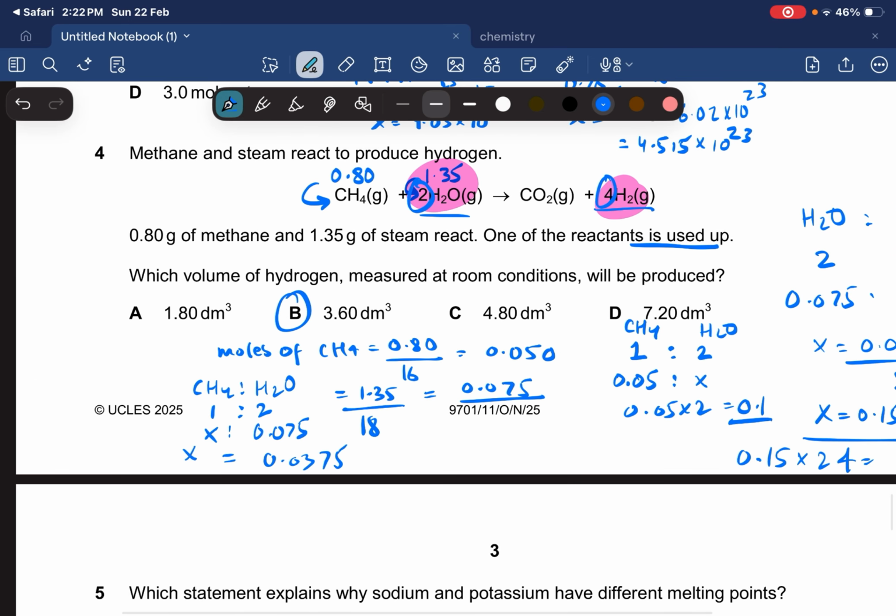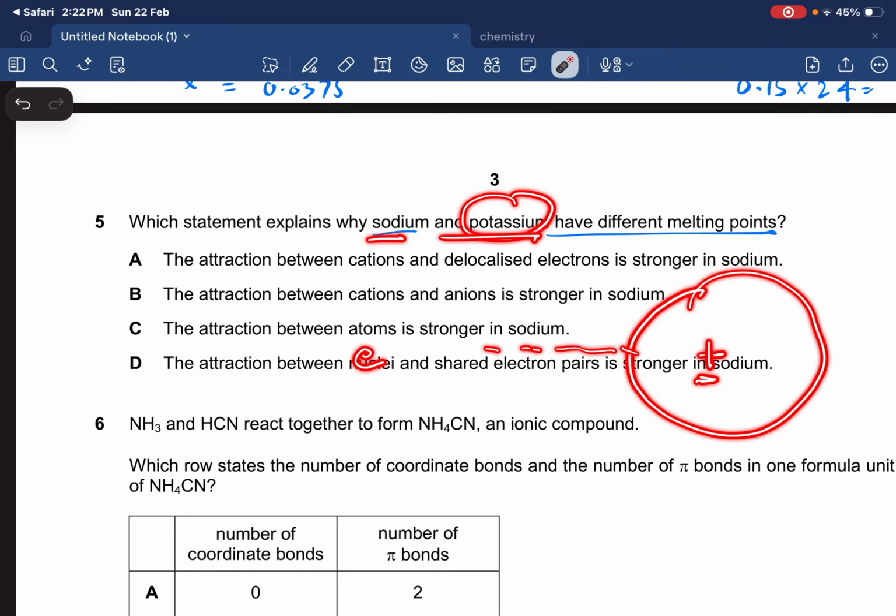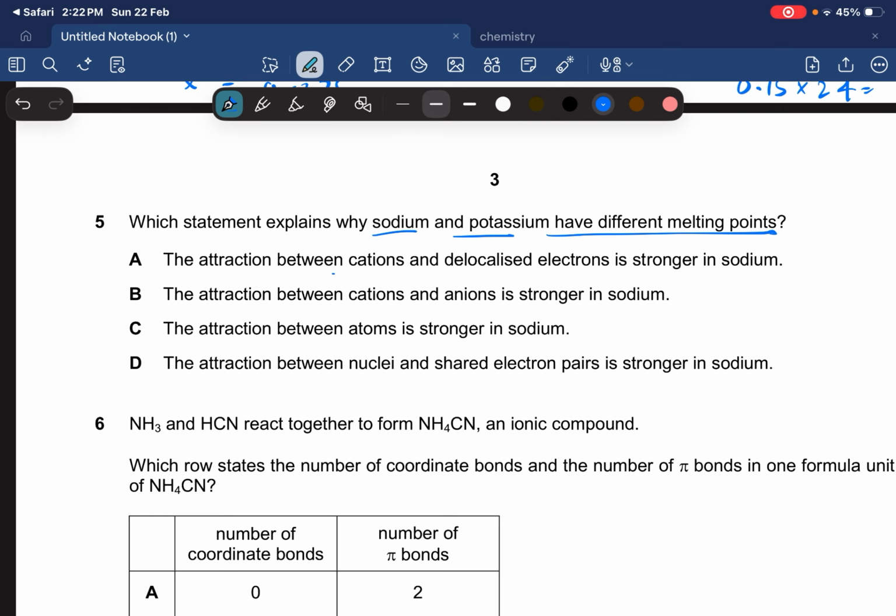Which statement explains why sodium and potassium have different melting points? Remember, potassium is going to have a lower melting point than sodium because the metallic bonding in potassium is weaker than that in sodium. Why? Because in potassium, the size of the cation is greater, so the distance between the cation and the delocalized electron is greater, so the metallic bonding is weaker, whereas in sodium, the cation is smaller, so the distance between the cation and the delocalized electron is less, so the metallic bonding is stronger. The attraction between the cations and the delocalized electron is stronger in sodium. Yeah, it's stronger in sodium.